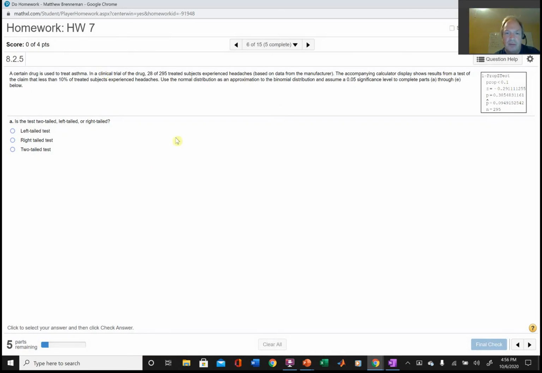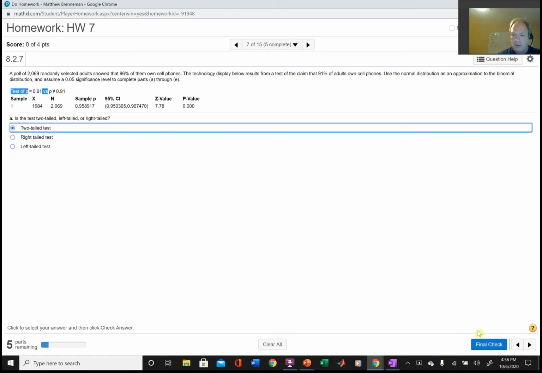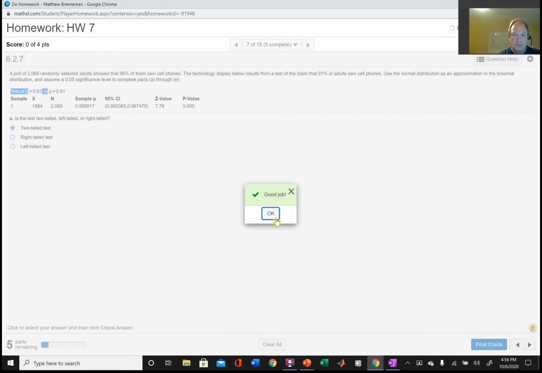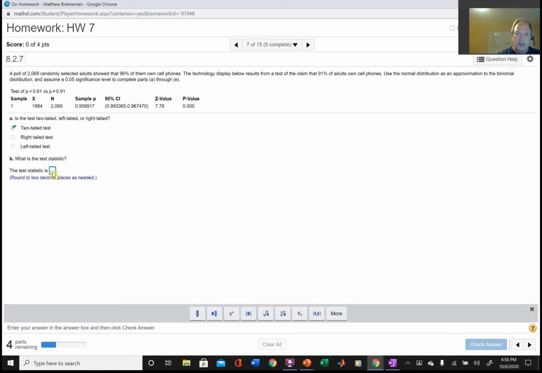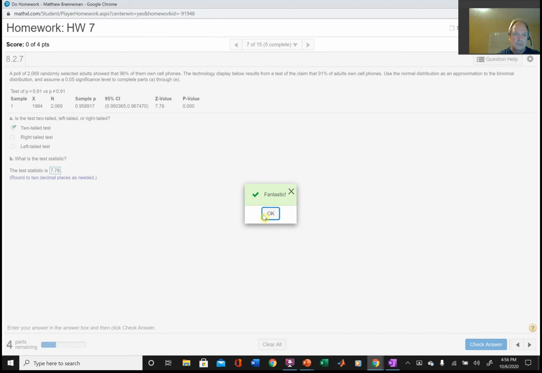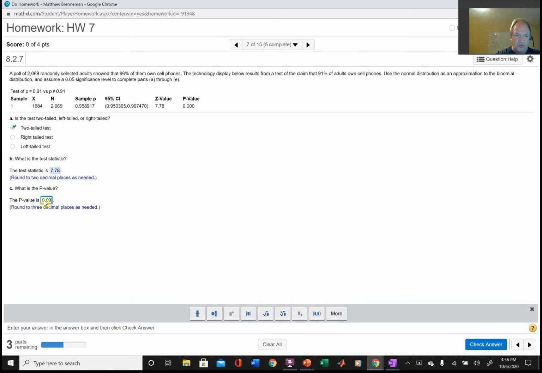This is the same sort of problem, so I won't bother to go through it. It's the same sort of problem as what we did before. Same sort of thing, right? This is my test statistic. Again, you have to look at the alternative, right? This is the alternative, so it's a two-tailed test, right? The test statistic, again, it's always the z-score or the t-score, depending on the data that you're given, okay? The p-value is given. So all this is just really reading it right off, right?